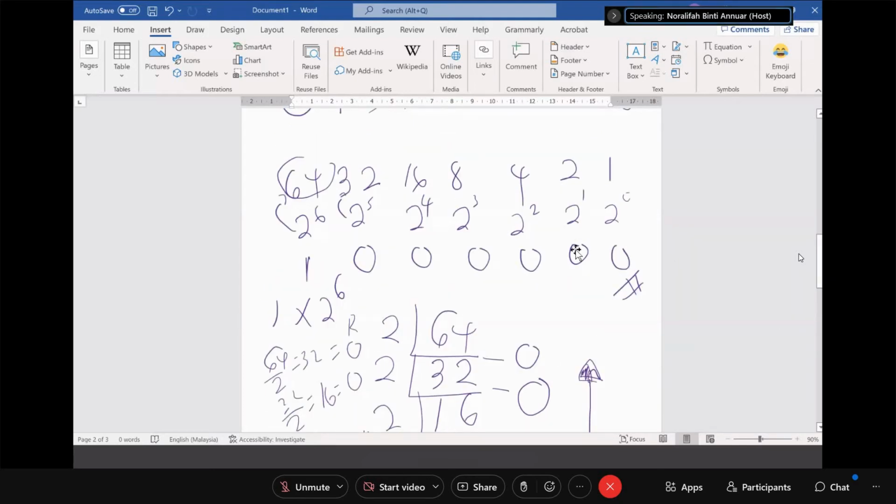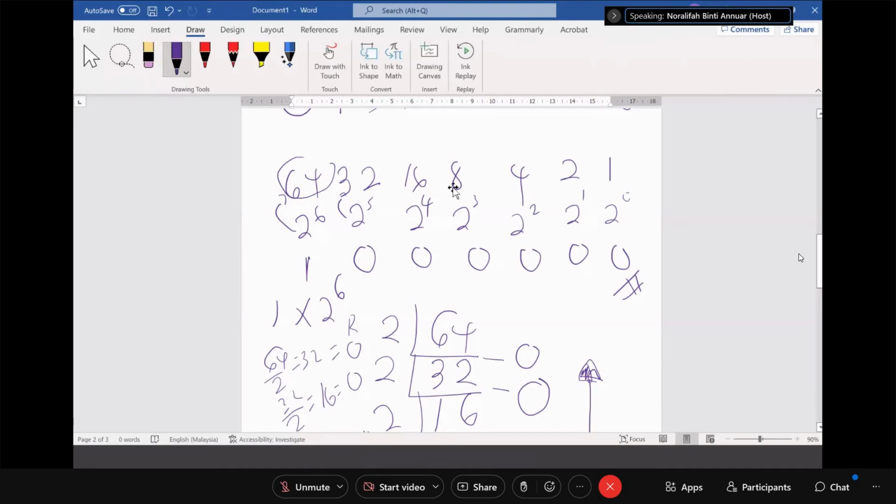Sama je. That's how you get it. Untuk nombor yang kecil, you boleh buat macam ni je, as long as you can memorize the binary position dia. Faham tak guys? Ada tak yang tak faham? Nanti saya ulang lagi sekali. All good? Faham? Boleh. Okay, thank you Rebecca.